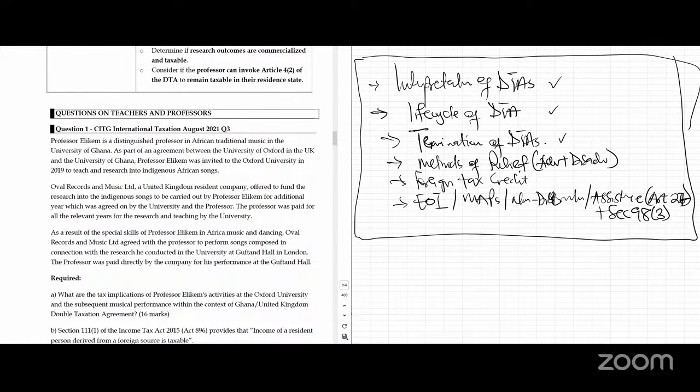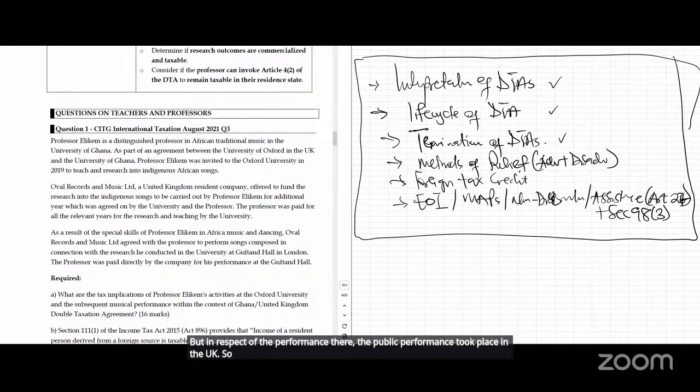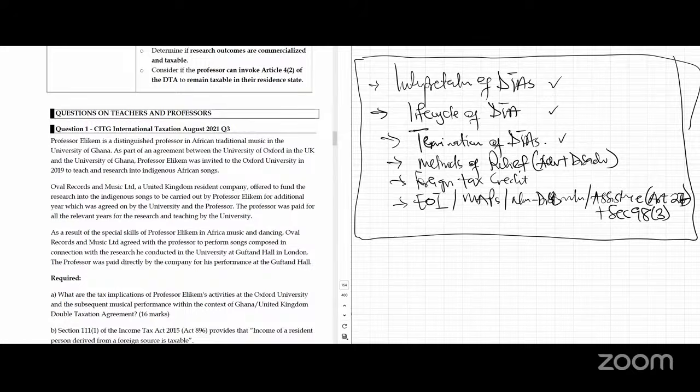Prof, did it make sense? Yes, please. Is it in this scenario, let's say Professor Elikem, in his situation, can he elect to be taxed in Ghana? Yes, he can elect to be taxed in Ghana, of course. But in respect of the performance there, the public performance took place in the UK. So that one, he has to be taxed there. Okay.